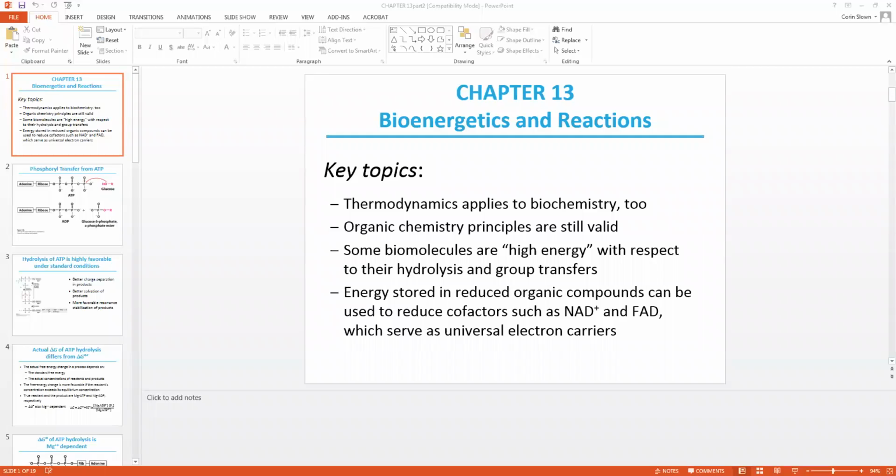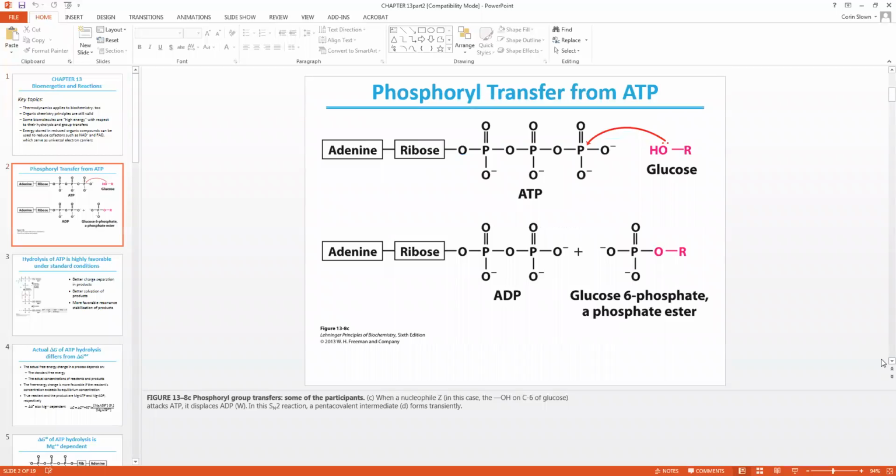So the last time we left off talking about Chapter 13, bioenergetics and reactions, and we're going to follow up talking about some specific types of transfer reactions and reactions that we see with highly favorable delta G values. So one of the most common transfer reactions that we see is the phosphoryl transfer from ATP.